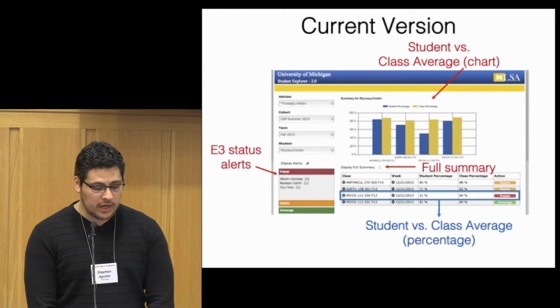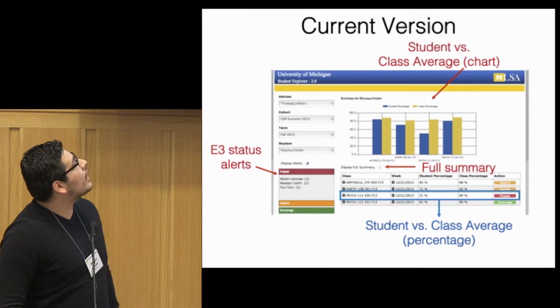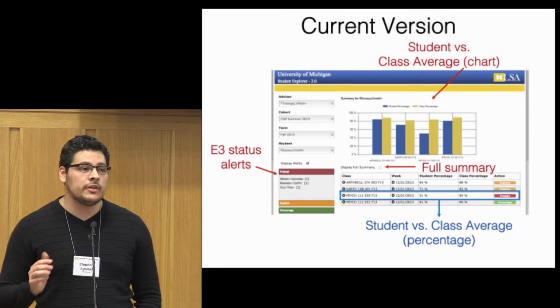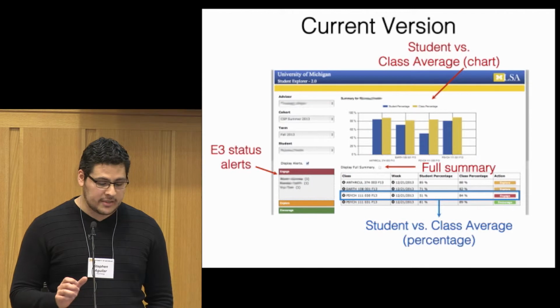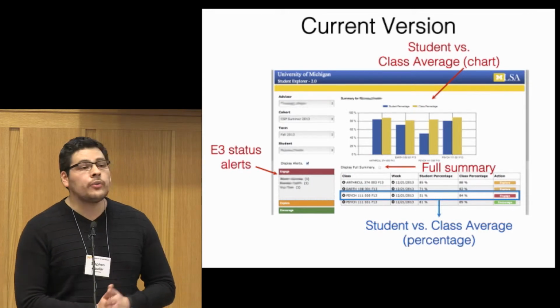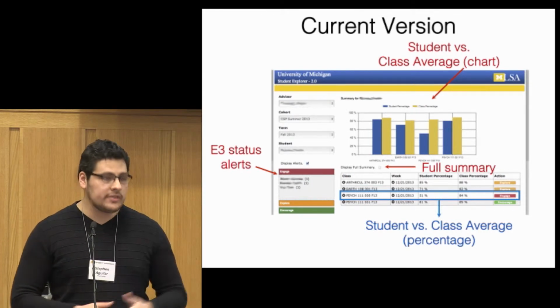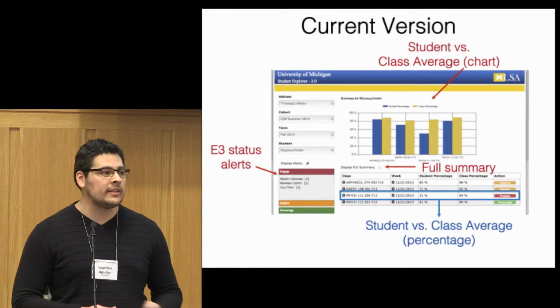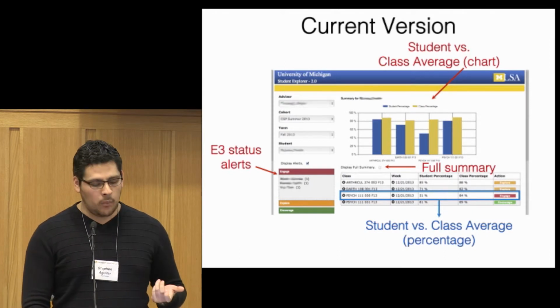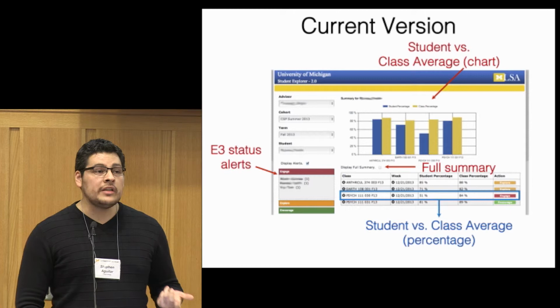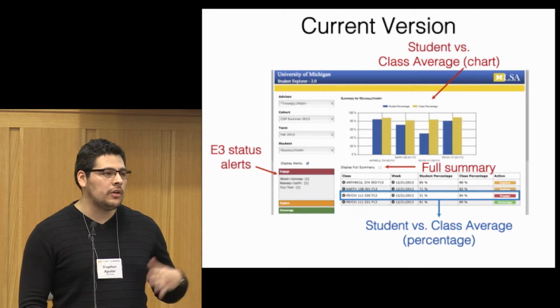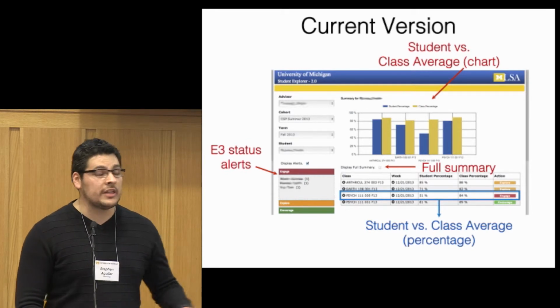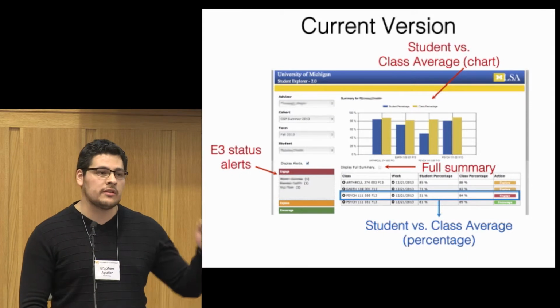The current version shows a couple of things. At the top, you can see it shows students compared to their class average, so their performance paired up against the class average performance. We created what we call an E3 status. These are indicators for advisors to get a sense: if students aren't doing that well, you need to engage them. If they're kind of iffy, you might want to explore and have a deeper conversation. But if they are doing well, you want to encourage them. So those are the 3 E's.